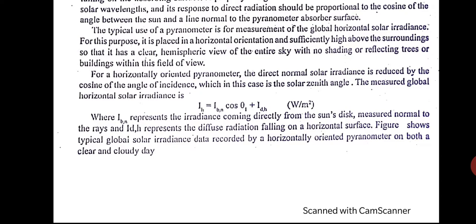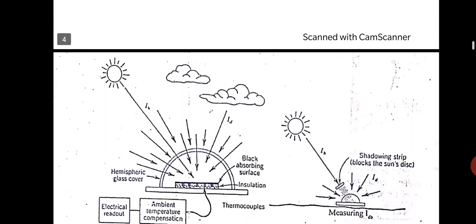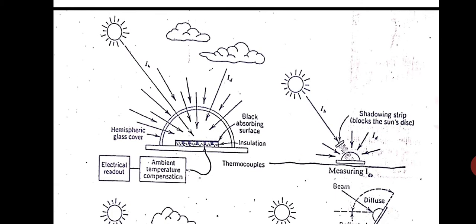Here IBN represents the irradiance coming directly from the sun's disk, that is beam radiation. And IDH refers to the diffuse radiation. IBN is beam radiation, IDH is the diffuse radiation falling on the horizontal surface. You can see here the direct beam radiation from the sun is shown as IH, and the diffuse one is shown as ID.